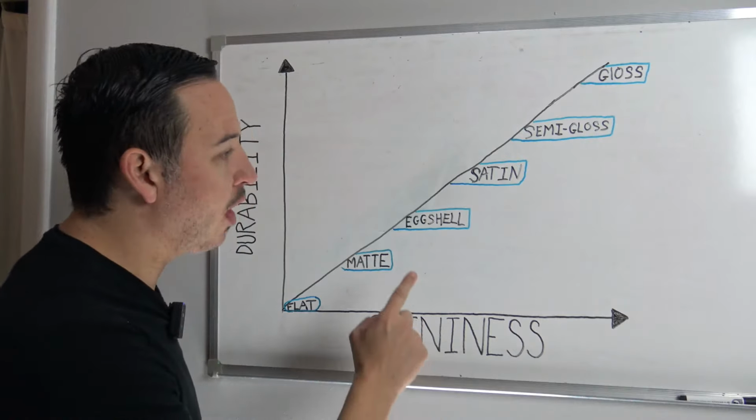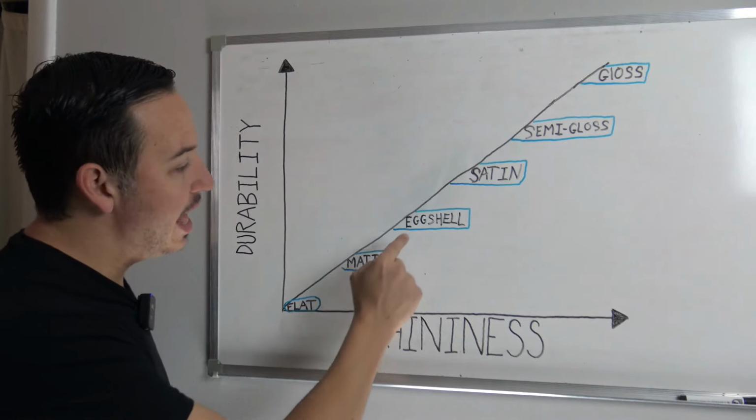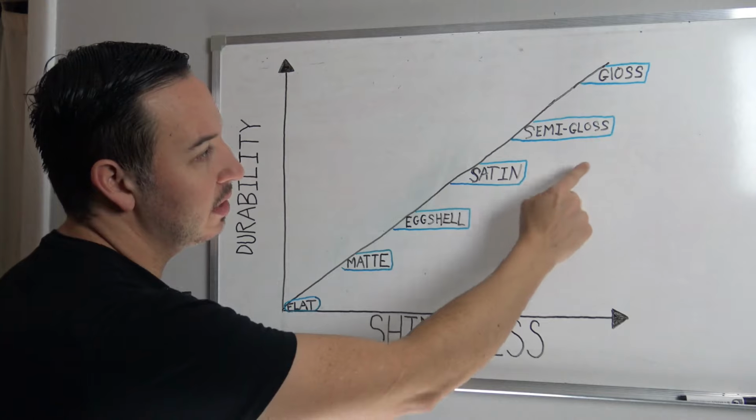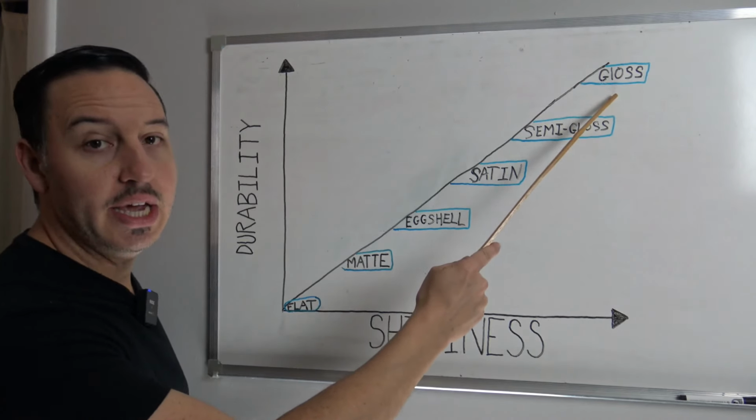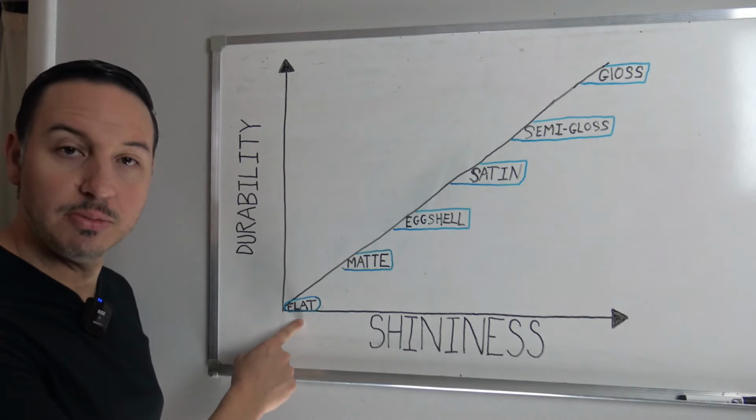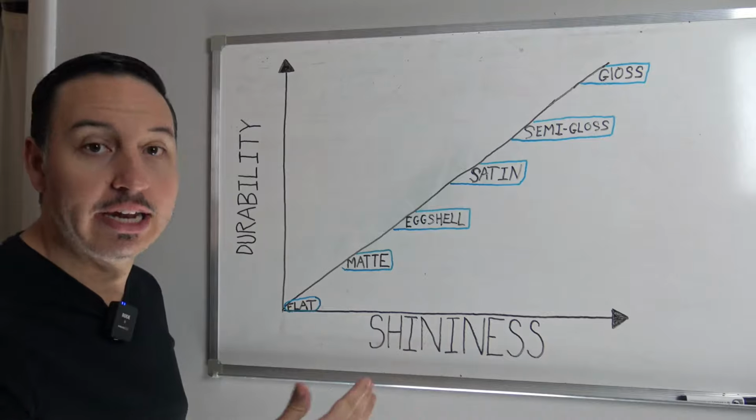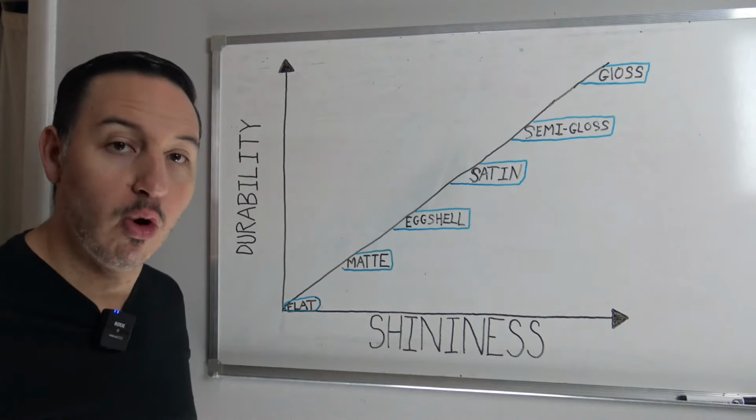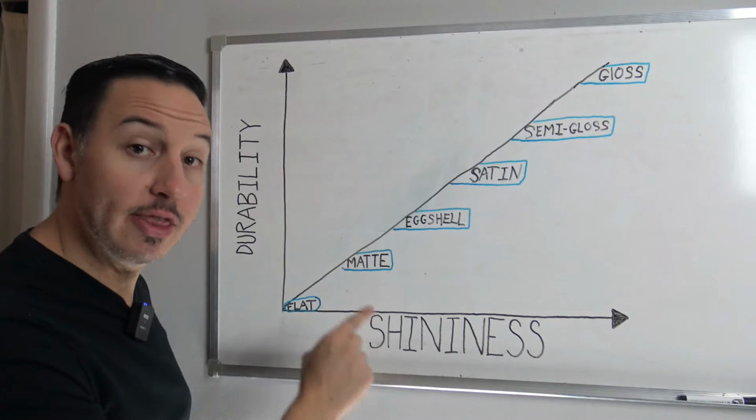There are 6 primary paint finishes you're going to encounter: flat, matte, eggshell, satin, semi-gloss, gloss. At the top end of the spectrum, you've got gloss. It's very shiny and very durable. At the low end of the spectrum, you've got flat. Flat is not shiny whatsoever and consequently is not durable at all. So the higher you go, the shinier the finish and the more durable.